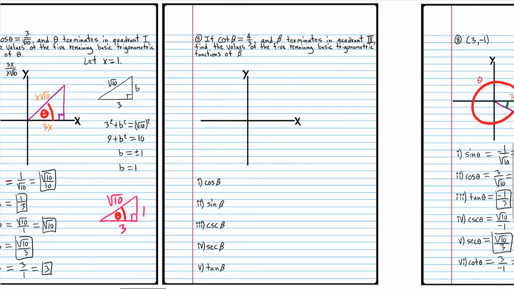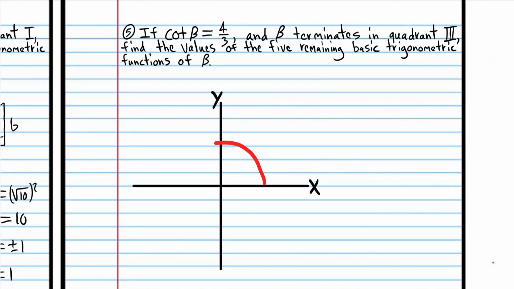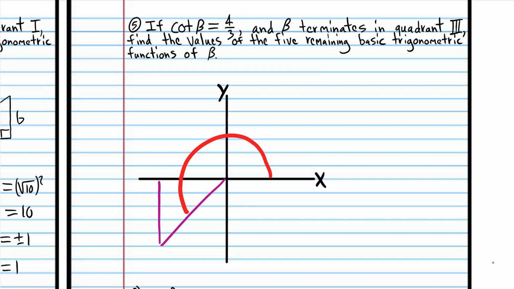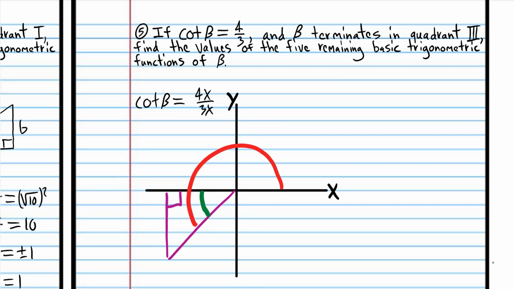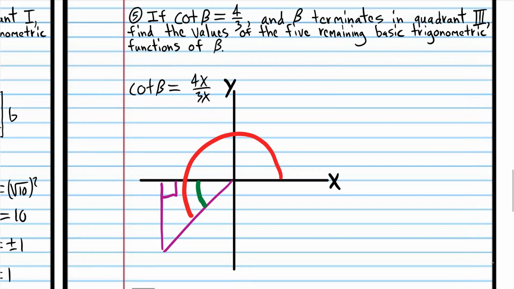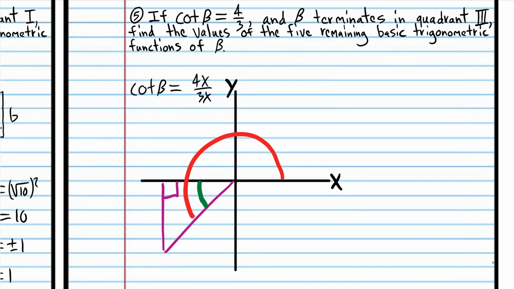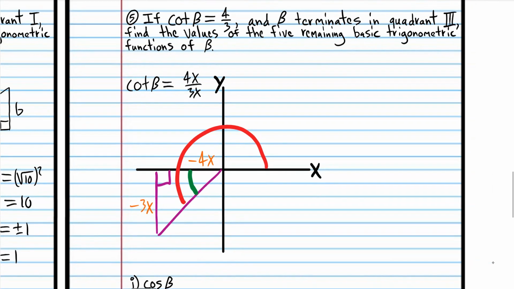Okay, we're back. So beta terminates in quadrant 3. And we're told that the ratio of the adjacent side to the opposite side is 4/3. The green angle is the reference angle, and we're in the third quadrant, so we know both of the legs must be negative. So this side is negative 4x and this side is negative 3x. That's very useful information.